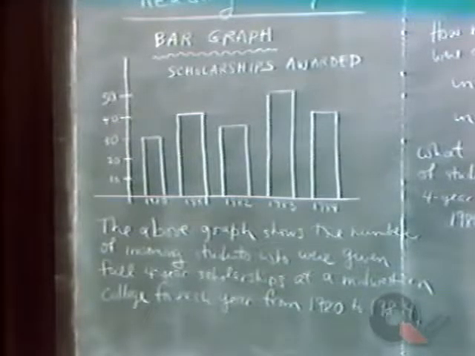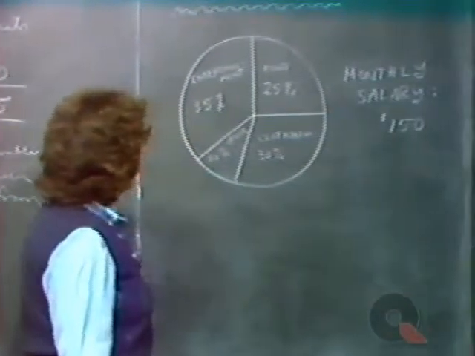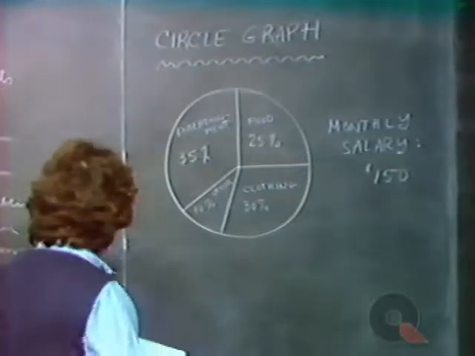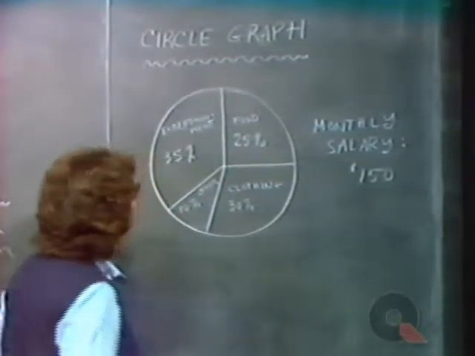Okay, the next kind of graph that we're going to look at is a circle graph. In a circle graph, the items are represented as a percentage of a total dollar amount.